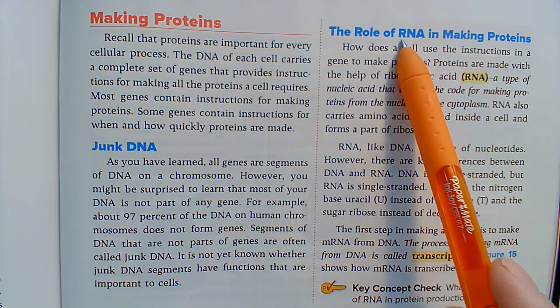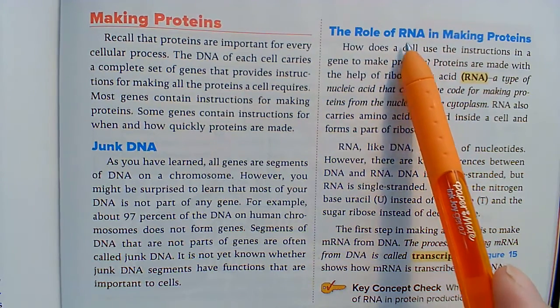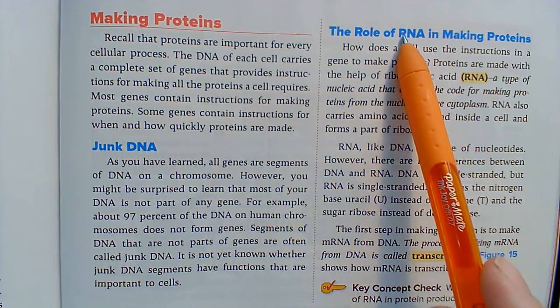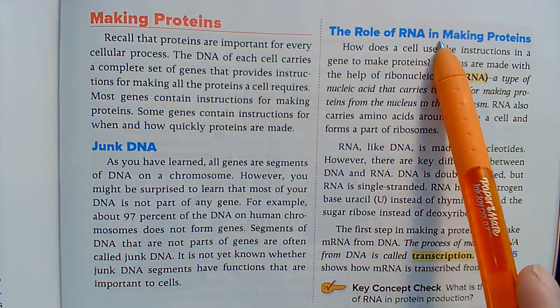All right, so the role of RNA. Okay, RNA, remember, it's got a complete ribose sugar in it. So that's why the R is different from the D. All right, so the role of RNA in making proteins.